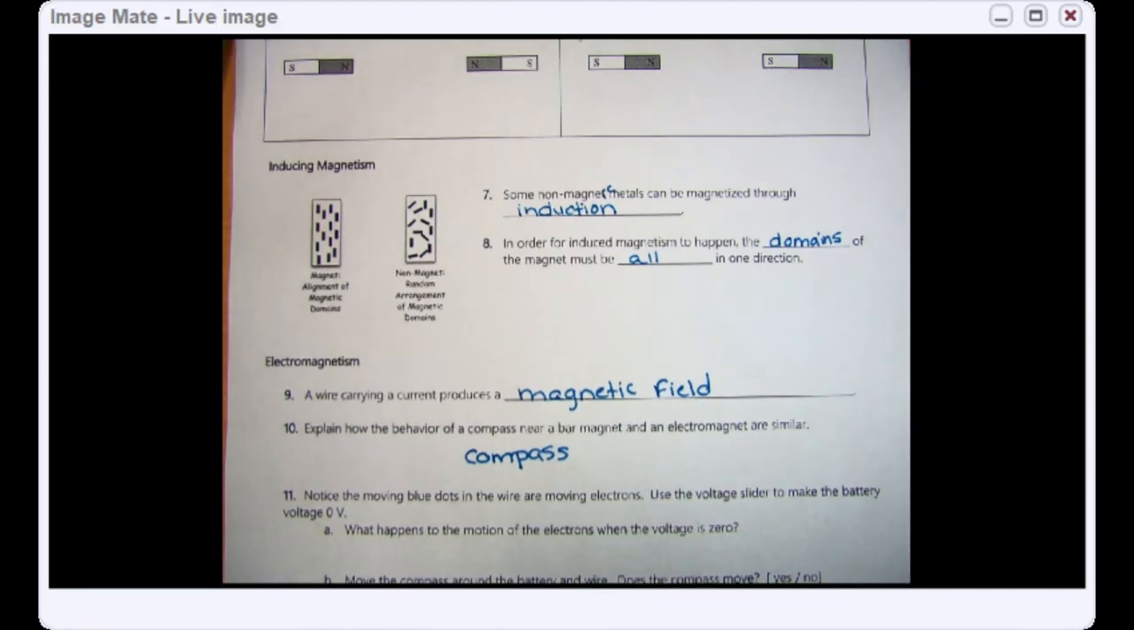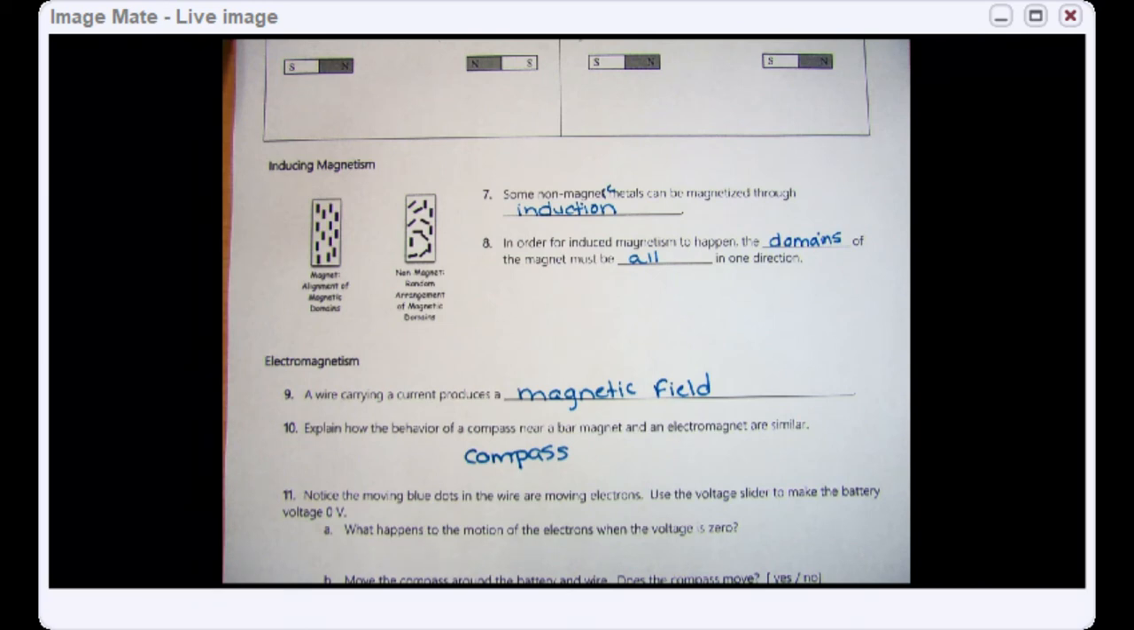All right, next one. It says, notice the moving blue dots in the wire are moving electrons. So these things right here are electrons. What is going to happen to these blue dots if I make the voltage 0? So ask yourself that. All right, let's see. Make my voltage 0. Are the electrons moving? No. So for A, what happens to the motion? When it's 0, they stop.